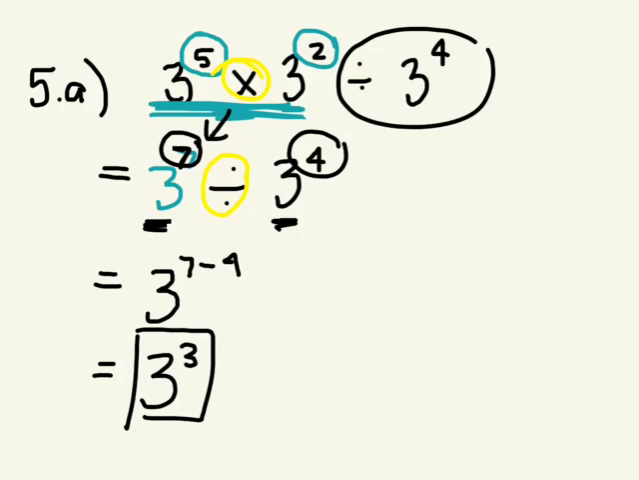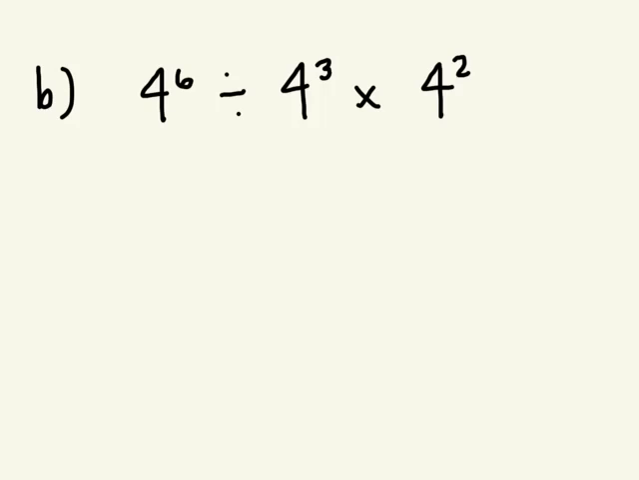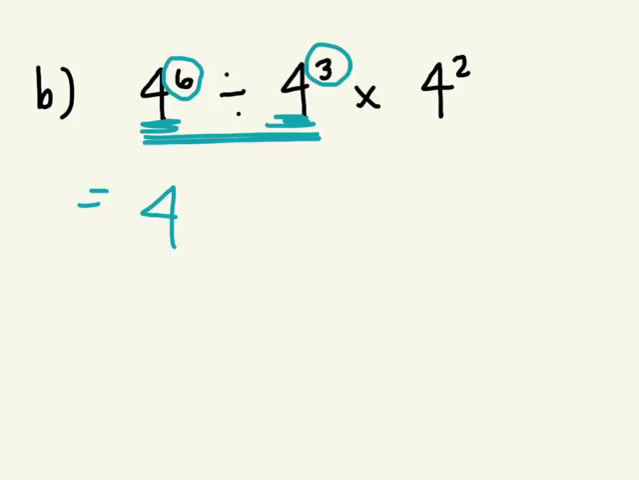So let me write it there. Okay, same thing, except division appears first. So we want to always simplify what comes first. What's 4 to the power of 6 divided by 4 to the power of 3? Do they have the same base? They both have the same base? Yeah. Good. So we write the base, and what do we do with the exponents when we're dividing? Subtract. Good, we subtract. 6 take away 3 is 3.